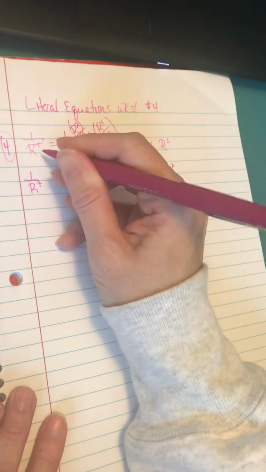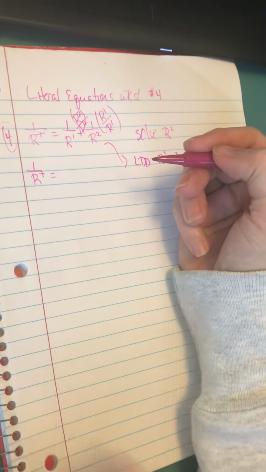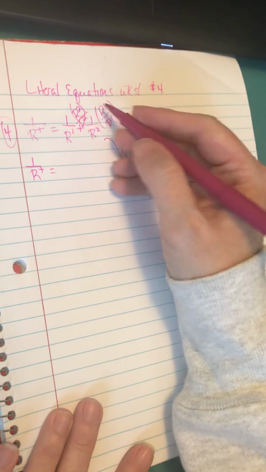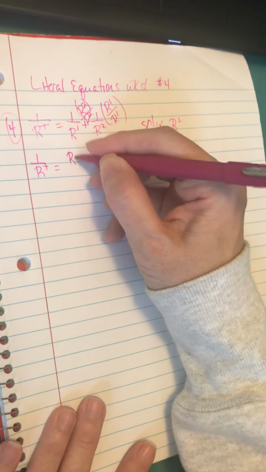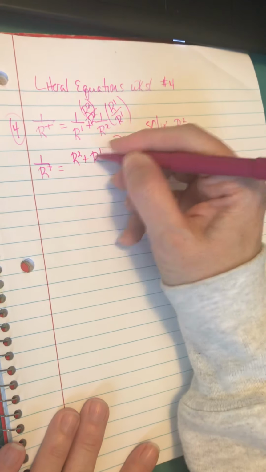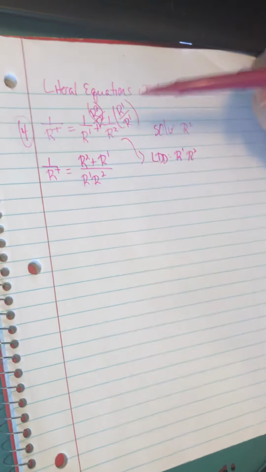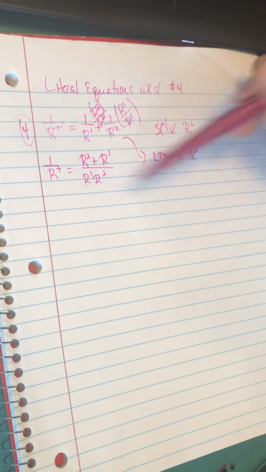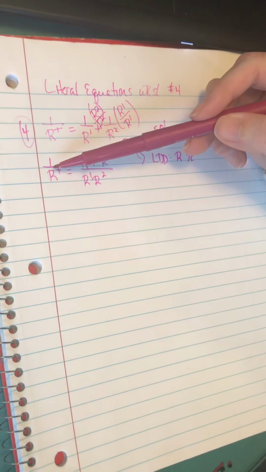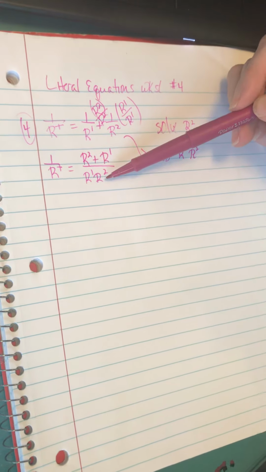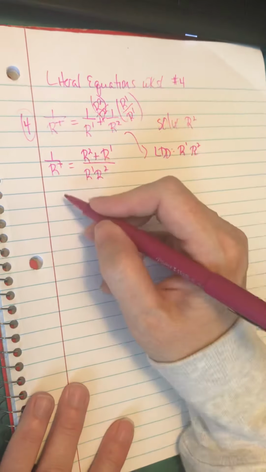Notice that I have left the left-hand side the same. I haven't done anything with that yet. But what we're going to end up with over here on top is R2 plus R1 all over R1 times R2, right? Your common denominator was R1, R2, and that's what we have. Now, I've got one fraction set equal to another fraction, so what I would probably do in this case is cross multiply.